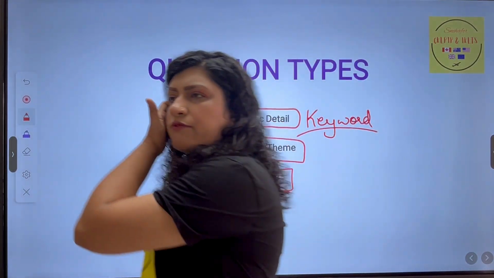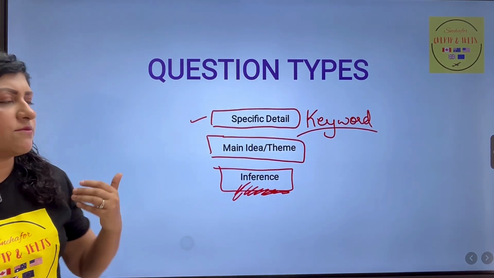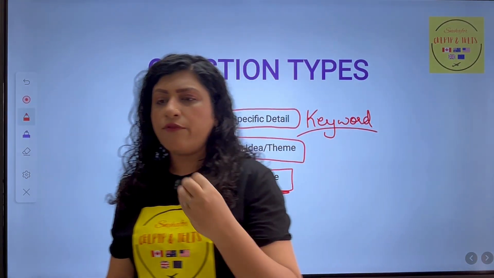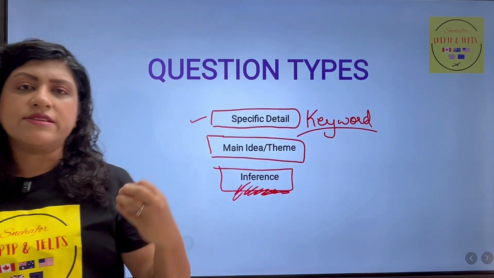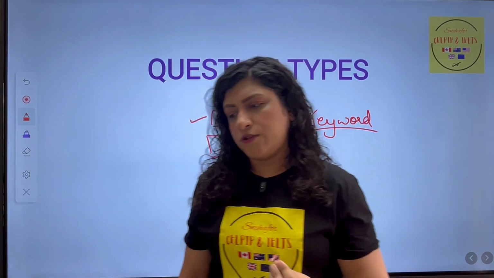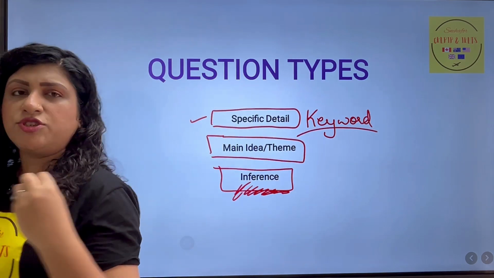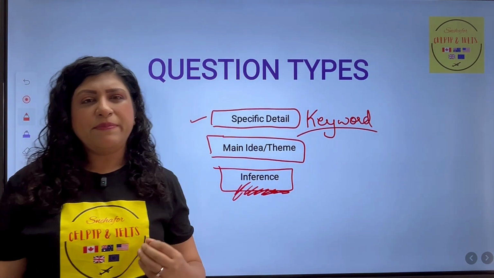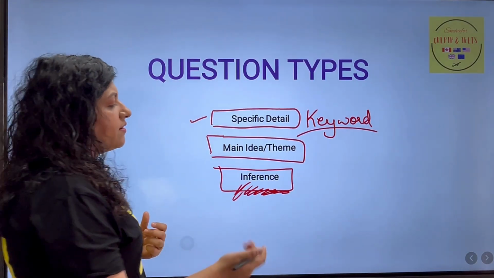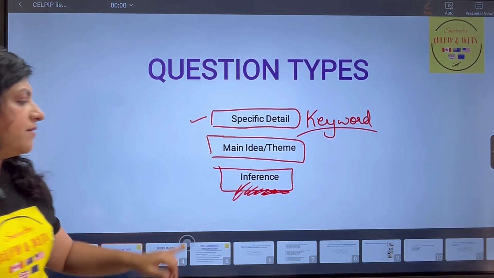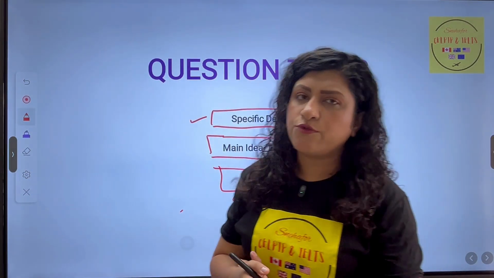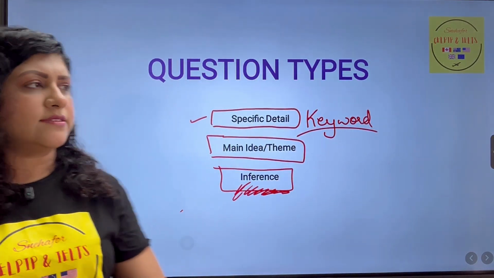Now in the listening module, an inference based question will ask you some information that was not directly stated in the audio. Rather, you have to understand the audio, and based on your understanding, you have to come to the conclusion whether this is the right answer or not. So here the information is not directly stated, it is implicit, hidden, indirect, and you have to understand it to come to the correct answer. And almost all of the parts of listening will have all three types of questions majorly. You will see that.